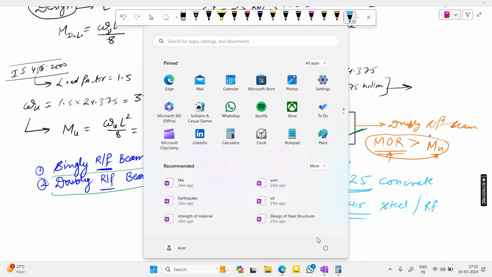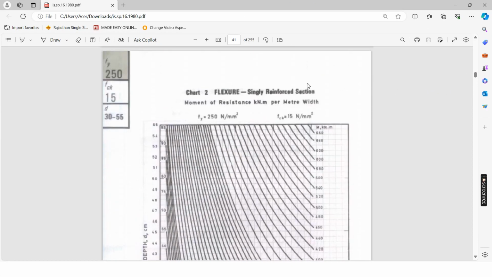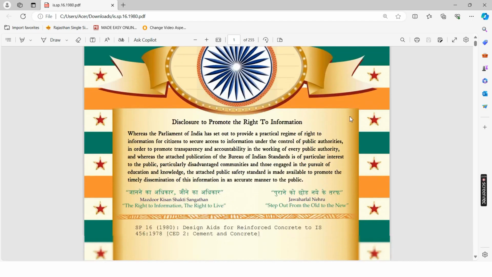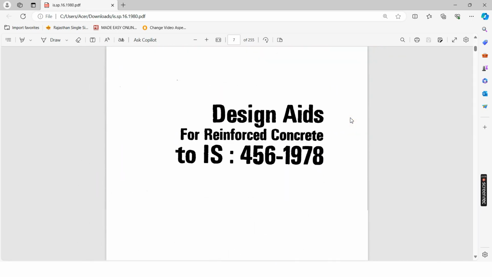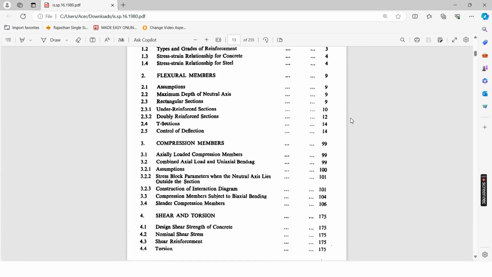Now we go to SP16. You can see the tables and some graph papers here. Here you can see chart number 2, that is the singly reinforced beam, moment of resistance in kilonewton meter per meter width, and Fy is mentioned also. If your Fy is 250 and fck is 15 and d is what? I give you the value of d. What is d? It is in this table, because you should have all the idea about SP16.